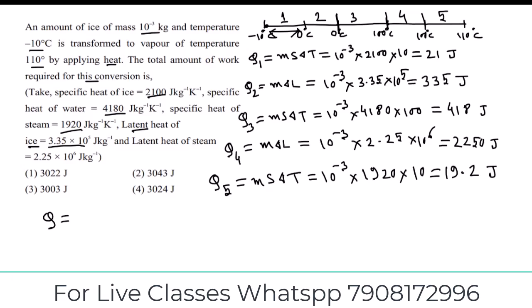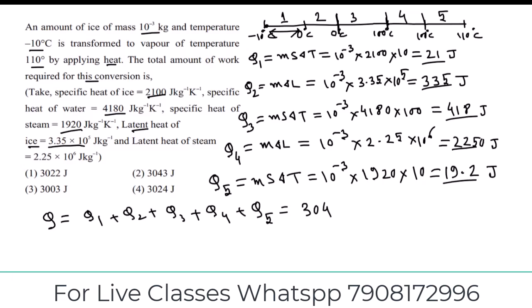So the total heat required, or the amount of work done, is equal to Q1 plus Q2 plus Q3 plus Q4 plus Q5. If we add all these values, that is 21, 335, 418, 2250, 19.2, it becomes 3043.2 joule. So 3043 is the answer. So here option 2 is the correct answer. That is, the total amount of work required for this conversion is 3043 joule.